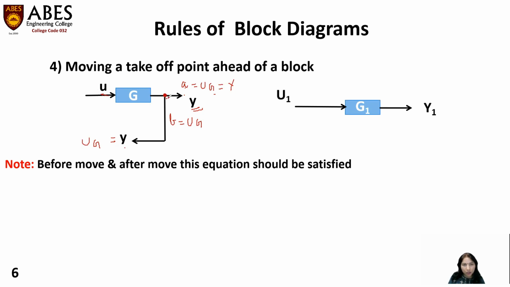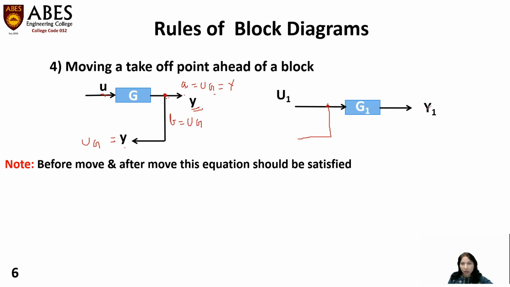If we are moving this point opposite to the direction of the flow of the signal, that means we are moving a point ahead of the block. This thing you always have to remember while taking the points after and before the block. So now I'm taking this point ahead of the block, right? I'm moving this point in the opposite direction of the flow of the signal. So I have taken this point like this, right?